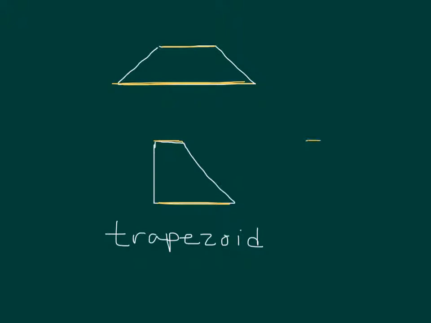Let me draw another one. There's a trapezoid. It has one set of parallel sides. This side is parallel with that side.